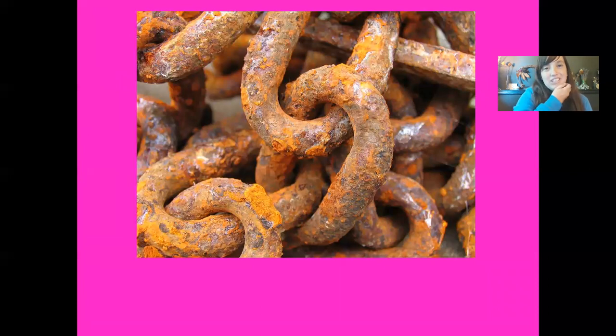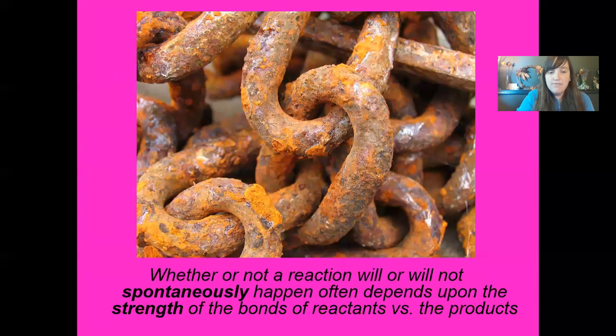So think about reactions that just happen on their own, like this reaction. This is metal rusting. You don't have to try hard to get metal to rust, right? If you just leave it out in the rain, it'll start rusting on its own. So thinking about that, whether or not a reaction just happens on its own is going to have a lot to do with what's called the enthalpy of the reaction, or in other words, what's stronger, the bonds of the reactants or the products, or in other words, is it endo or exothermic?